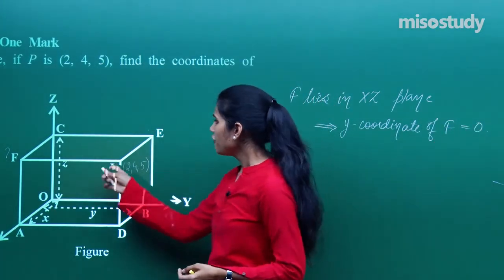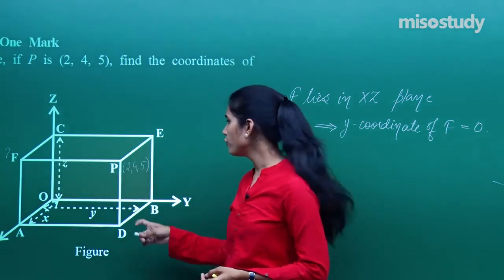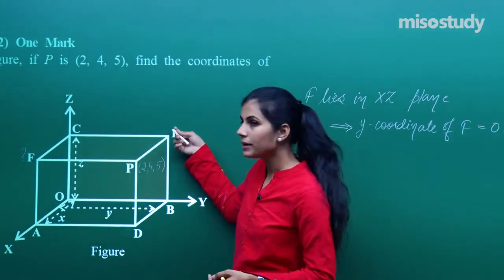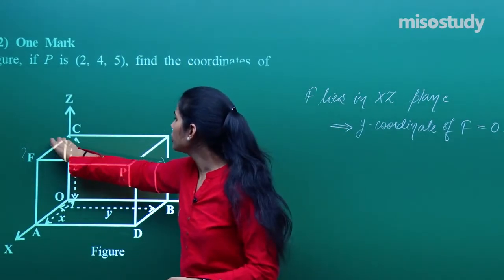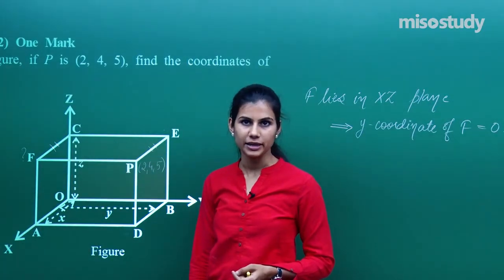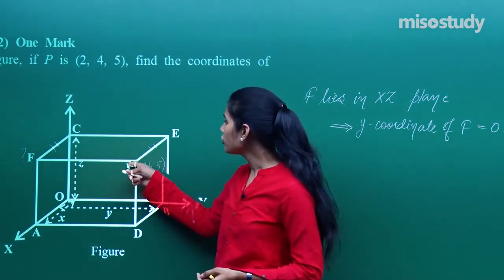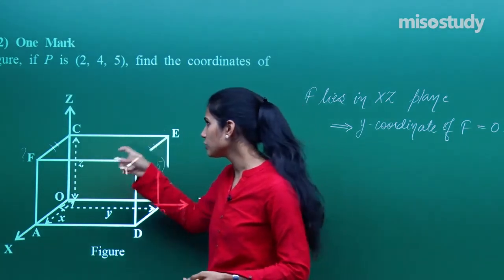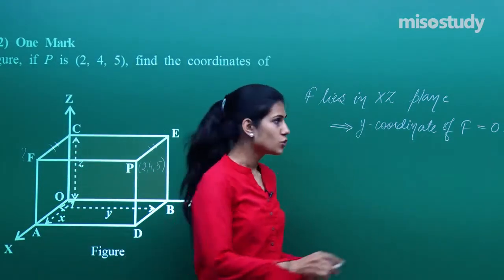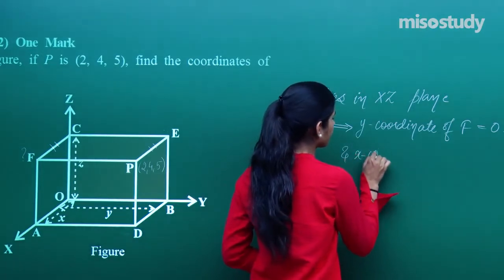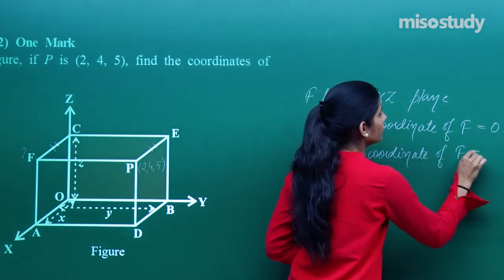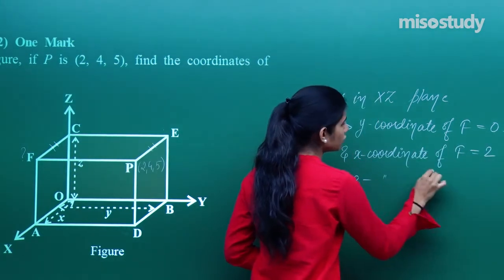As I was telling you, F and P are lying on a straight line and therefore, whatever is the length of the perpendicular drawn from P onto the YZ plane, same would be the length of the perpendicular drawn from F onto the YZ plane, isn't it? That means the x coordinate of F and P will be the same. So, x coordinate of F will be 2. What about z coordinate of F?